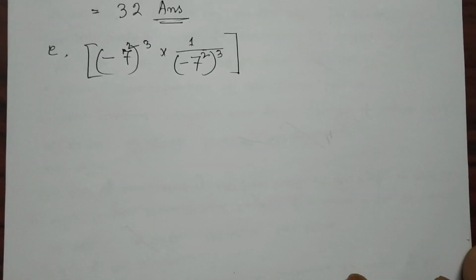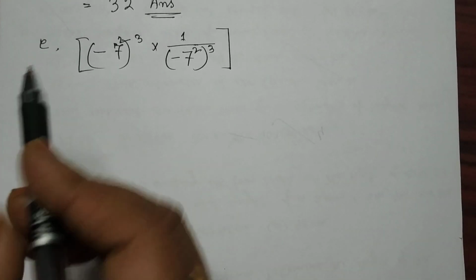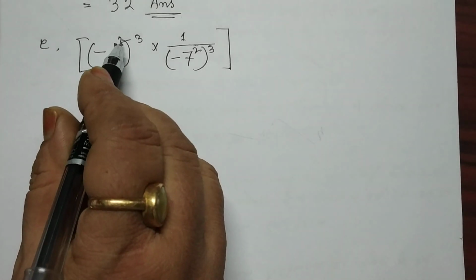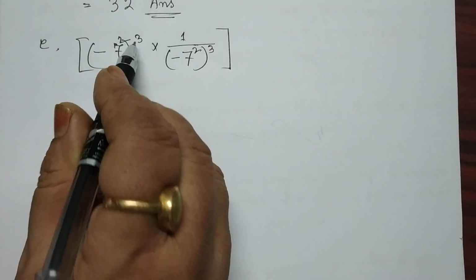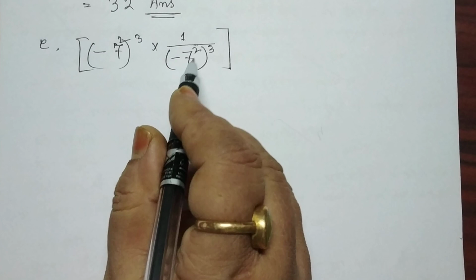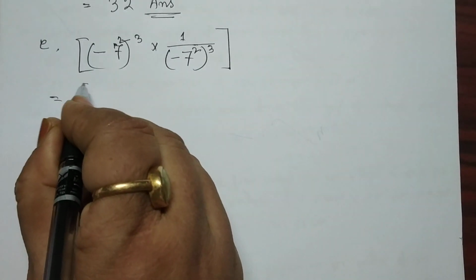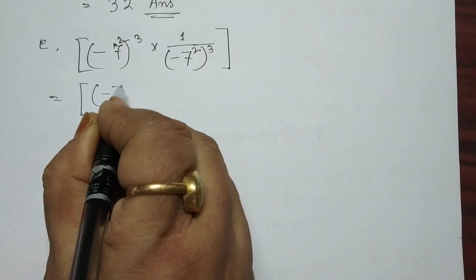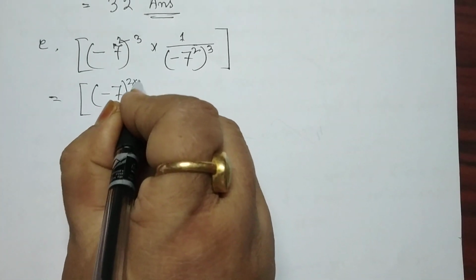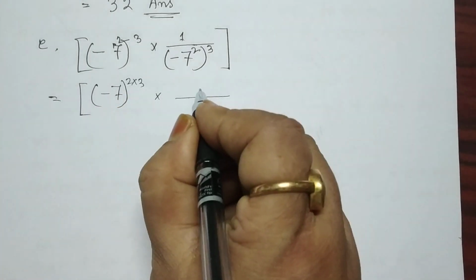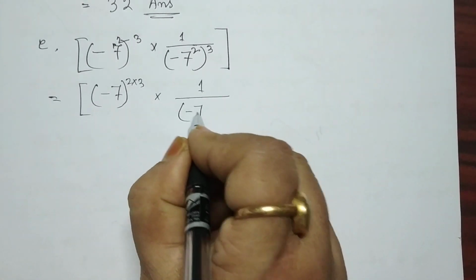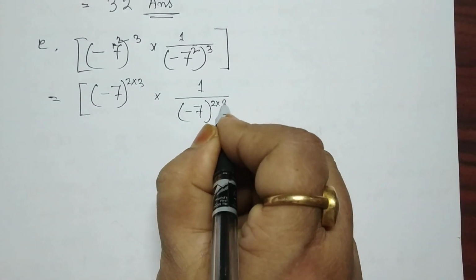Next question number E. Here given is ((-7)^2)^3 times 1 by ((-7)^2)^3. Now we simplify. This one means (-7)^(2 times 3) times 1 by (-7)^(2 times 3).